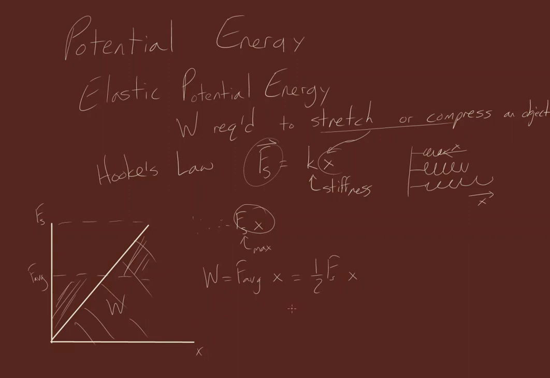So we get the elastic energy, which is represented with a capital U subscript S, is 1/2 k times x times x, or, as you see it in your formula chart, 1/2 kx squared. So that's your potential energies. And that's all I got for you.